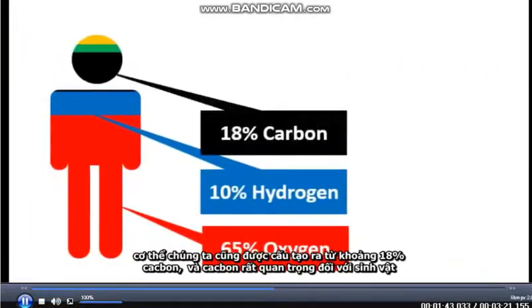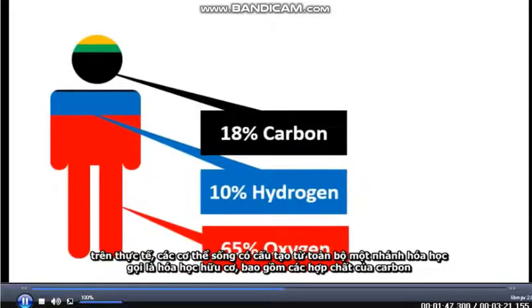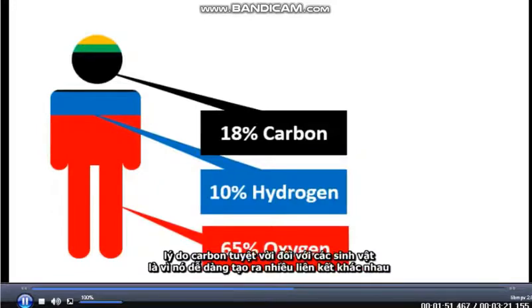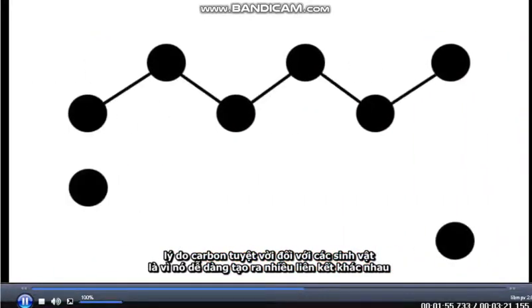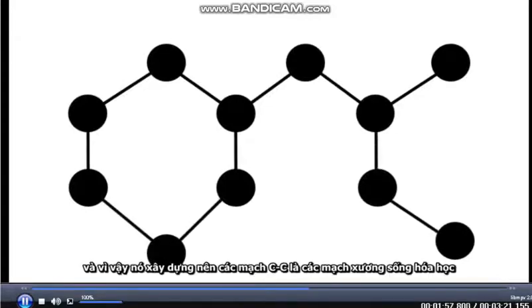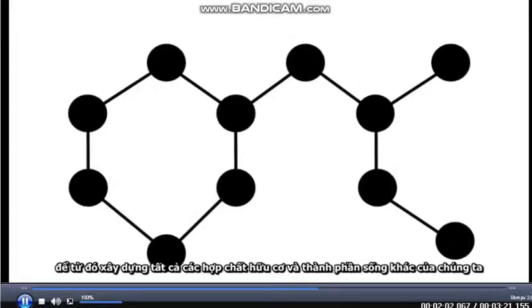We're also made of about 18% carbon, and carbon is very important to living things. In fact, we have an entire branch of chemistry called organic chemistry dedicated to studying carbon. The reason carbon is great for living things is because it readily makes lots of different bonds, and so it builds sort of a chemical backbone to build all of our other compounds and living components on.